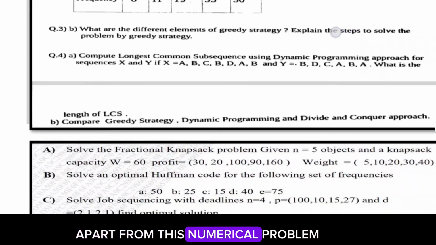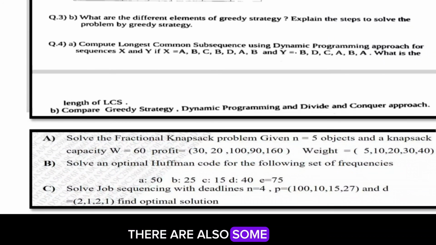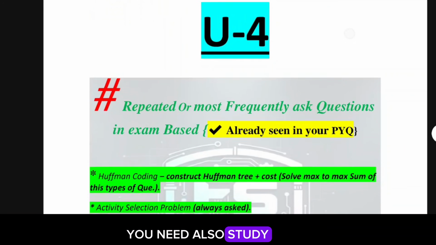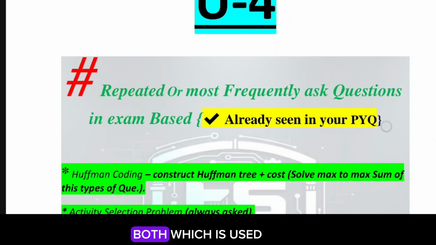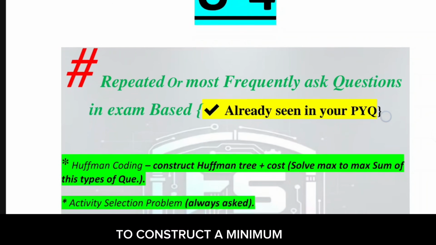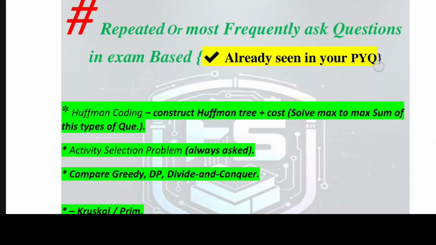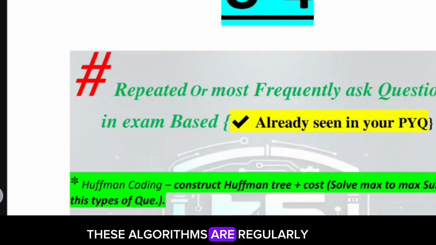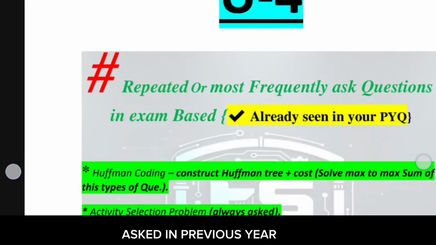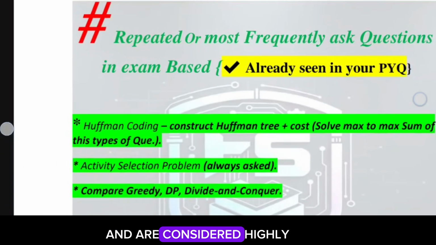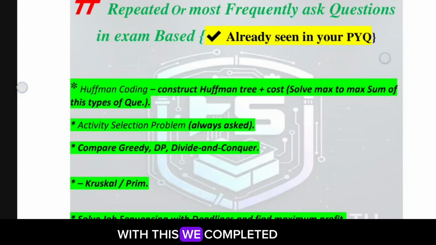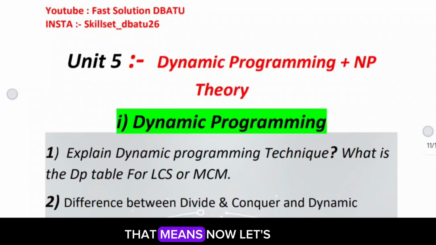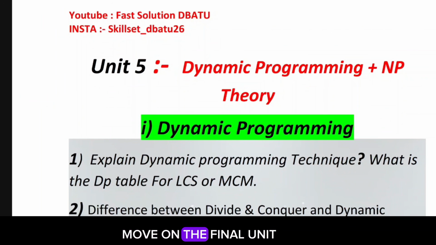Apart from these numerical problems, there are also some very important graph algorithms that are a must. You also need to study Kruskal's algorithm and Prim's algorithm, both of which are used to construct a minimum spanning tree. These algorithms are regularly asked in previous year question papers and are considered highly important from the examination point of view. With this we complete our unit number 4. Now let's move on to the final unit.